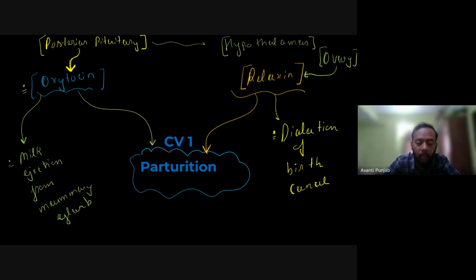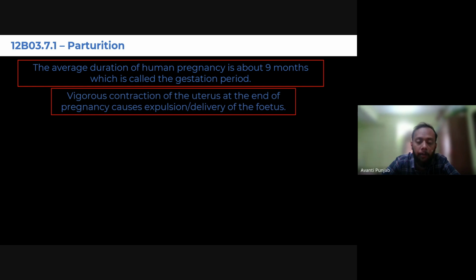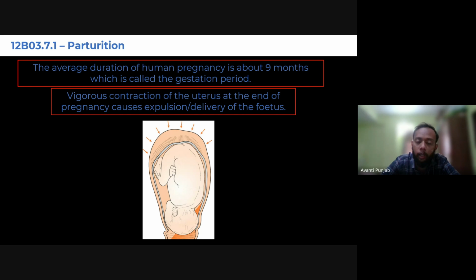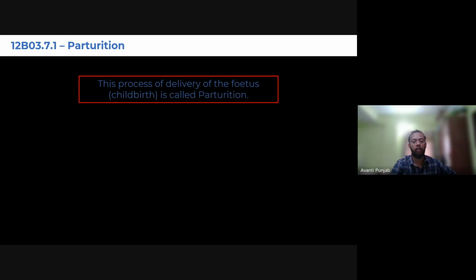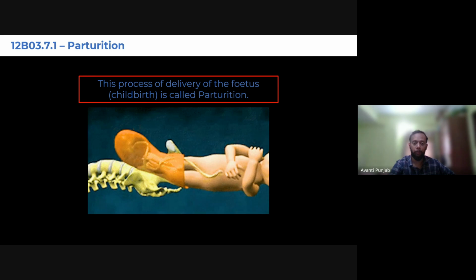Something we have discussed this. तो आई होप ये वाली बातें आपको समझ आ रही है. नाउ vigorous contraction of uterus at the end of the pregnancy causes expulsion of the fetus, and that is called my parturition. So ये vigorous contraction हो रहा है, उससे बेबी का push out होगा from the uterus, and that is called parturition. The process of delivery of the fetus is called parturition.